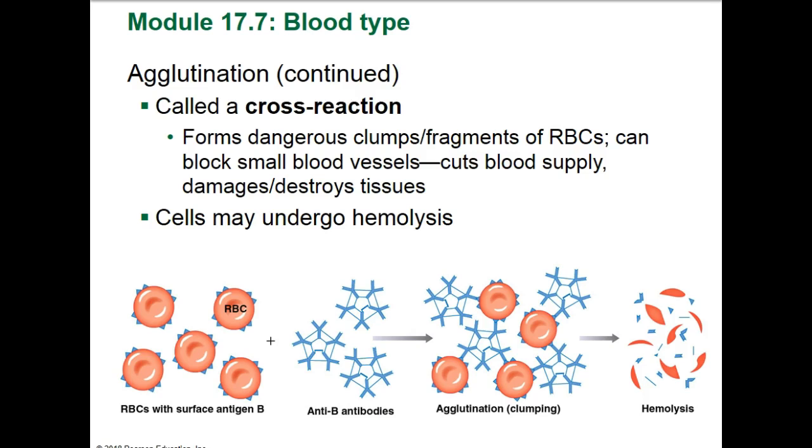So you have cross reactions. And when you have these cross reactions, they can be dangerous because they can block some of the smaller blood vessels. They can cut the blood supply and damage and destroy tissues. And the cells may undergo hemolysis.